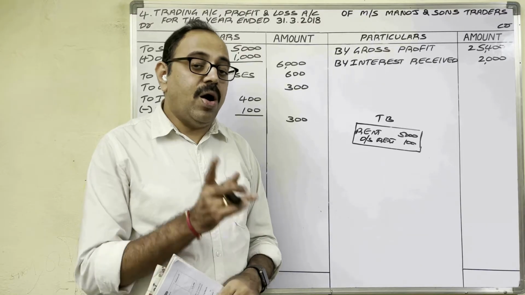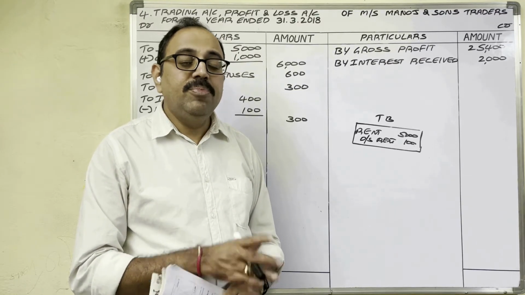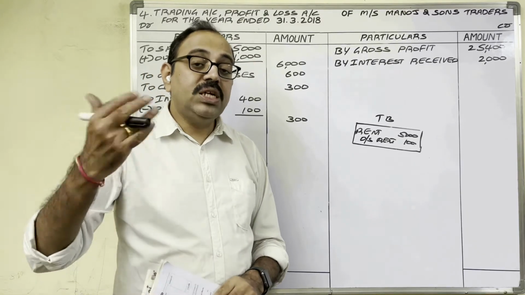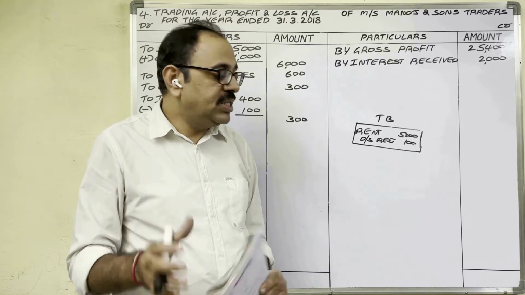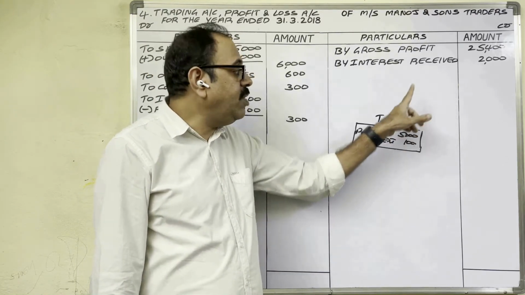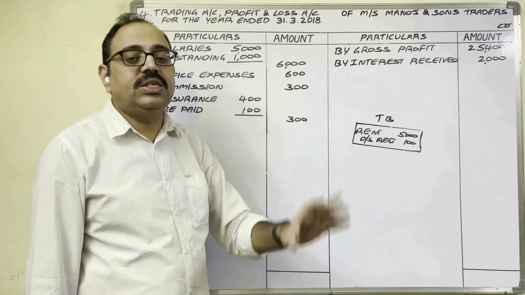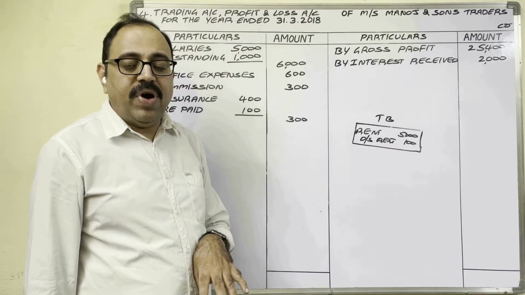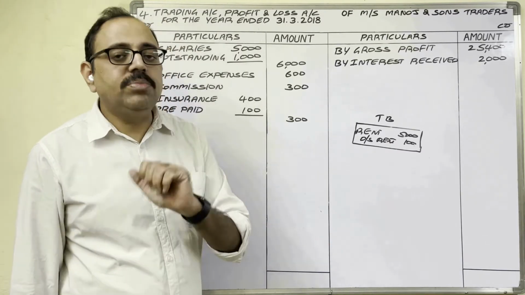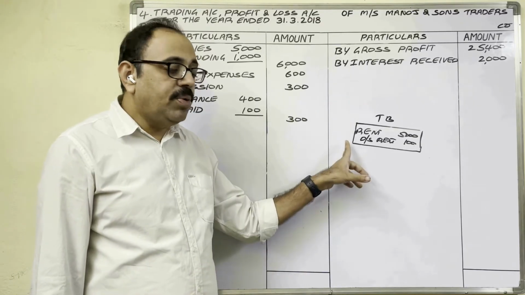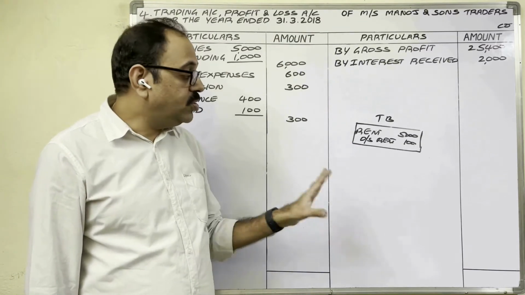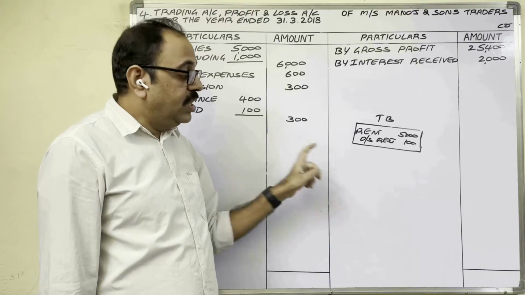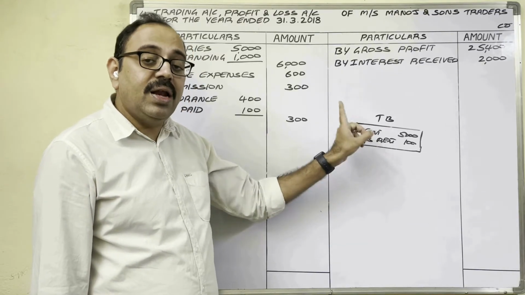But if outstanding expenses, prepaid expenses, incomes to be received or incomes received in advance information is given in the trial balance, then while preparing the profit and loss account, we should not consider them, because these amounts are already considered while preparing those expenditure accounts or income accounts. So directly these amounts appear in the balance sheet. Here also it is the same: outstanding rent we should not write while preparing the profit and loss account. This amount we should show in the balance sheet under the liability side.